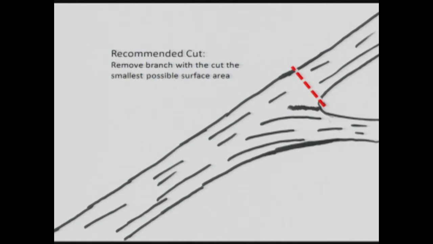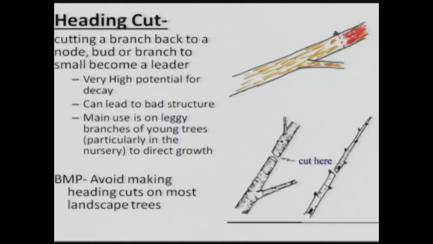So if the branch is more horizontal like this, then you just make it at the smallest part of the branch that doesn't leave a stub. You don't have to put any angle to it. So just directly perpendicular to the branch.